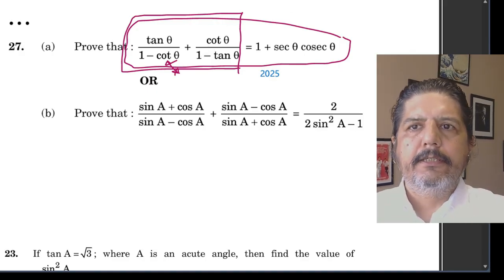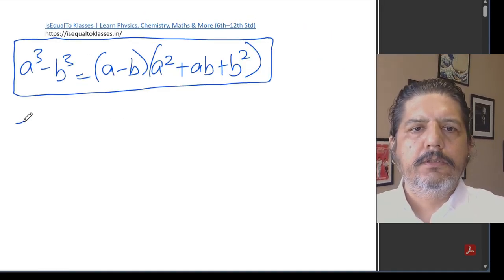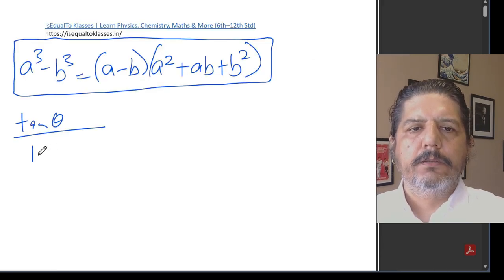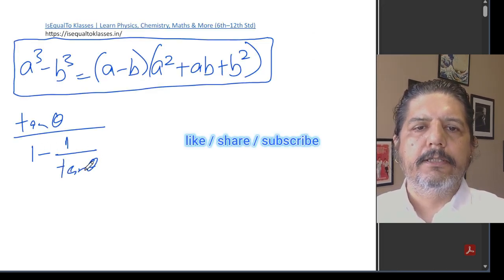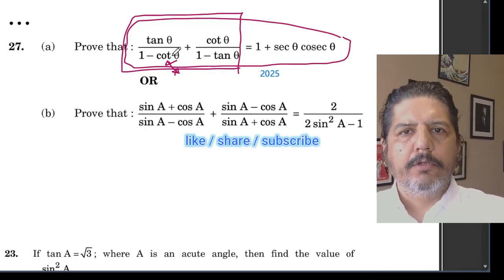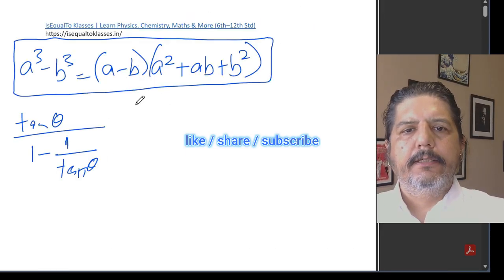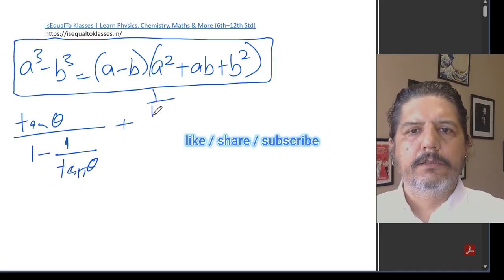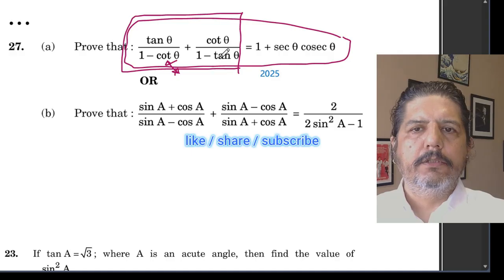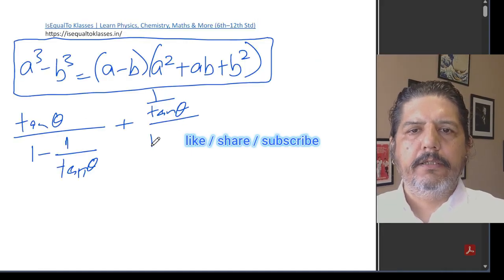So tan theta as it is, cot theta I'll write as 1 upon tan theta. So I've written this cot theta as 1 upon tan theta. And this is 1 minus tan theta, this would be as it is.